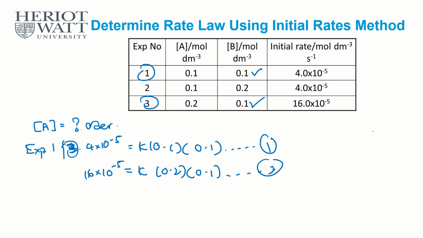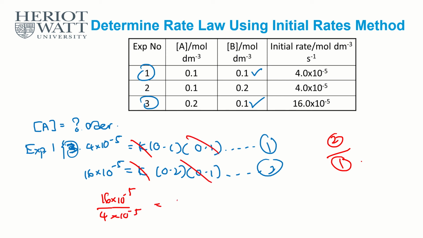So let's do this. If I'm using 2 divided by 1, k will be cancelled out, and then you have 16 over 4 equals, these two will be cancelled out as well, 0.2 over 0.1. And obviously you can see that, what is that? 4, 2. Make sense? Make it clear. So this is the equation: 16 over 4 times 10 to the power negative 5 equals 0.2 over 0.1, to the power A, and B cancels out. So here you're getting 4 equals 2 to the power A.